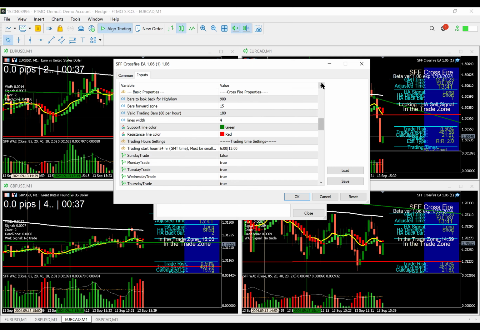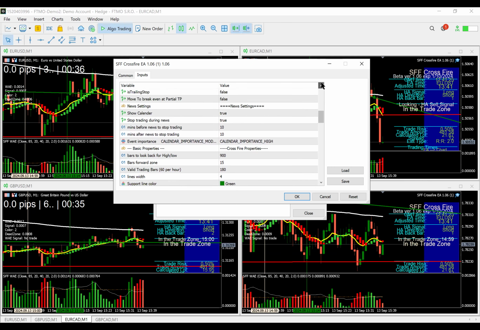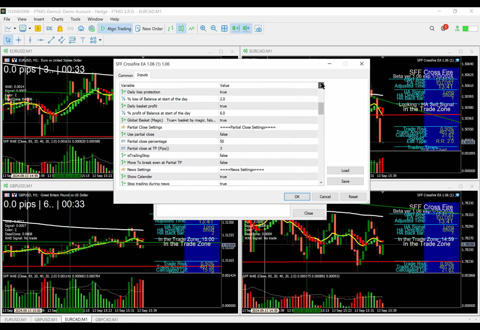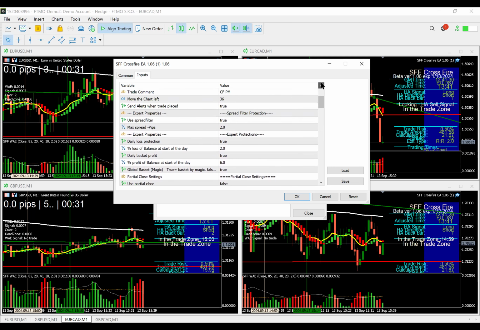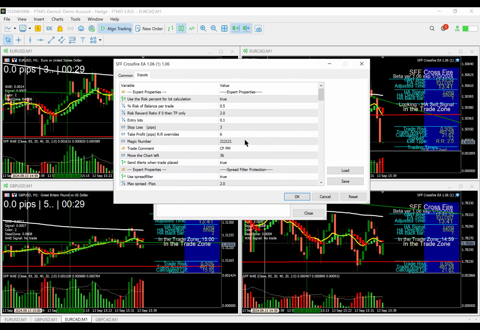But also, I'm using a different magic number for the 2. So on here, I've got 212121, and I think on the other one, I've got 212122 or 2120. It's a different magic number to keep them separate.